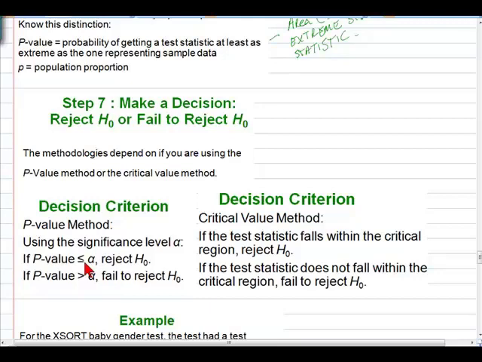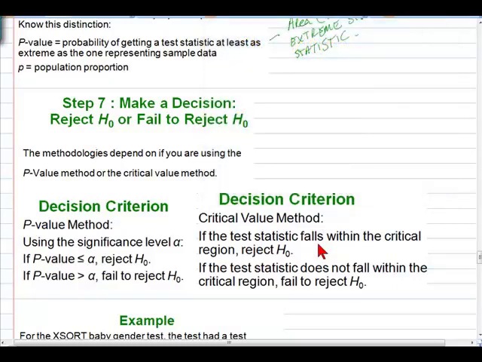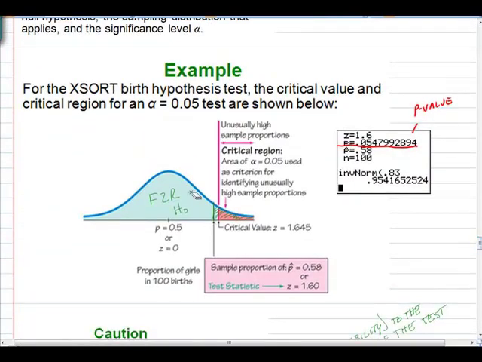So if we do a test and our alpha level is 0.05 and our p-value is 0.05 exactly, we would reject. But if the p-value is 0.05001, we would fail to reject. There's got to be a cutoff somewhere. 0.05 is it. The critical value method: what we do is we plot our test statistic and we plot our critical value. If the test statistic falls within the critical region, reject. Otherwise, fail to reject. That's what I was doing up here with this example.